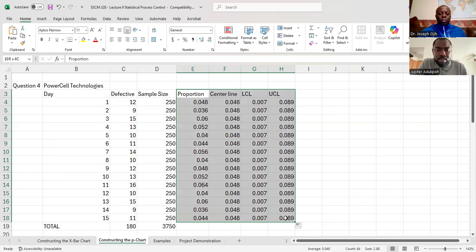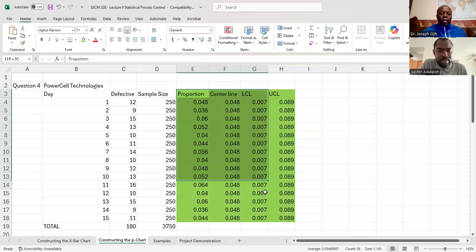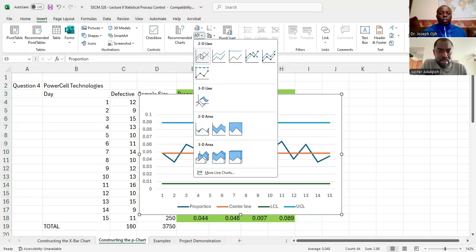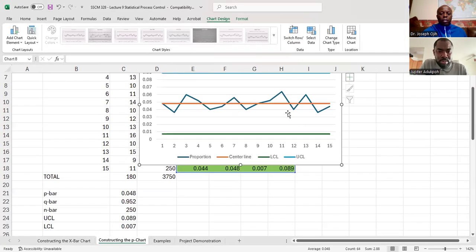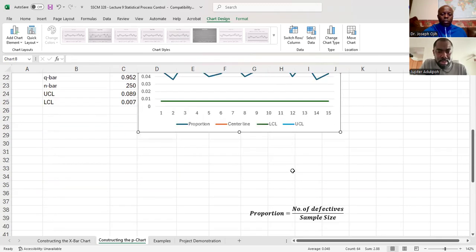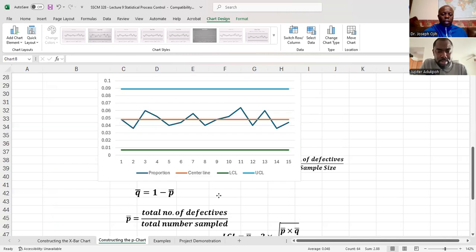This is what you're going to use to draw the P chart. Just highlight it. Click on insert. See where you have a line. Click on that and choose this one. You can see your P chart right there. Bingo. I'm going to drag it down so that we have enough room, so you can be able to interpret it.